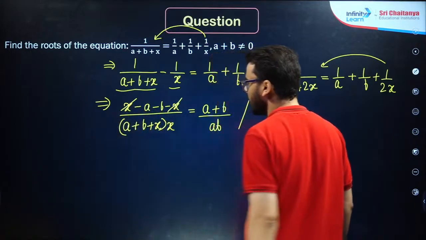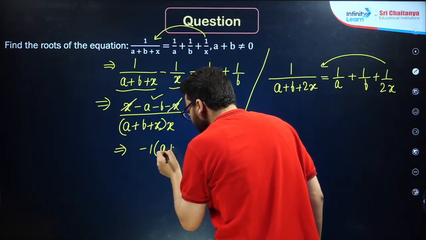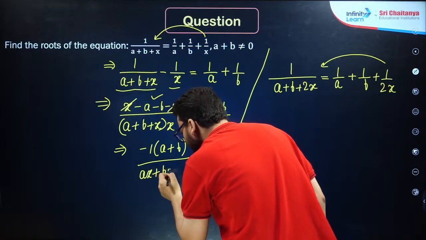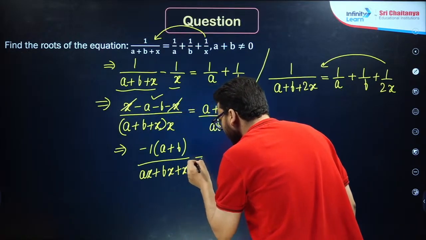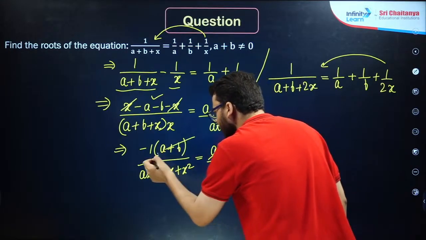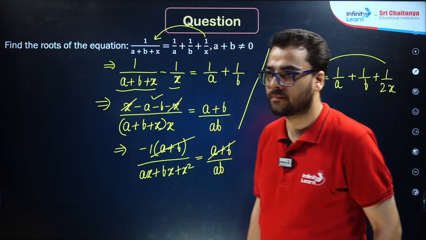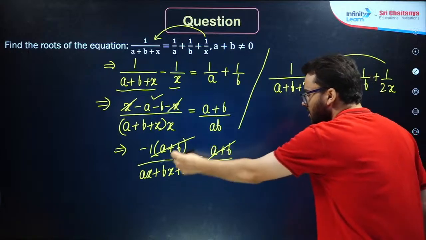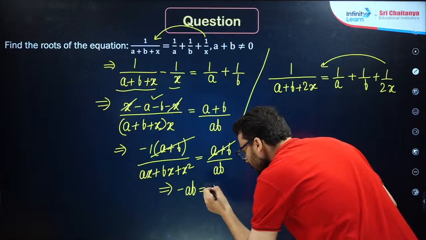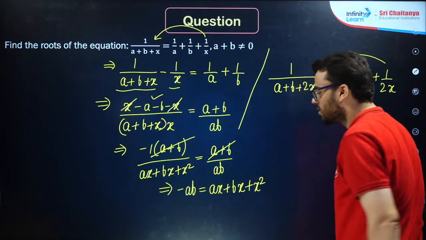Over here if you simplify, you will get ab in the denominator and a plus b in the numerator. So this will be cancelled out. Now you see, minus 1 you can take as common. So a plus b will be left, and you can multiply in the denominator. You will get ax plus bx plus x square, and over here it is a plus b upon ab. This will be cancelled out, right? Thanks, Mayur. I hope this is clear. Now you can cross multiply. So you will get minus ab, that is equal to ax plus bx plus x square. So I hope this is clear.